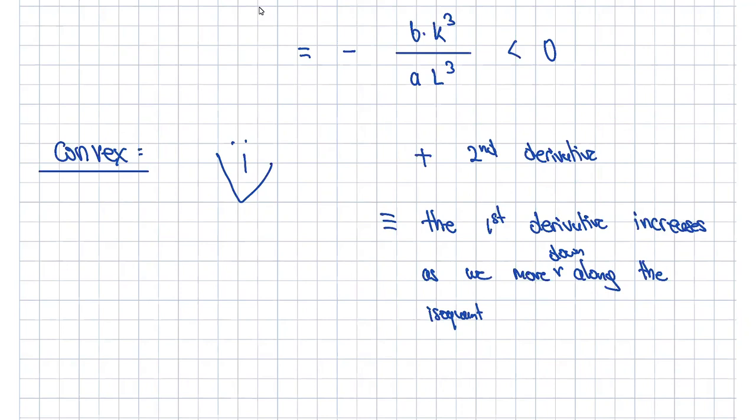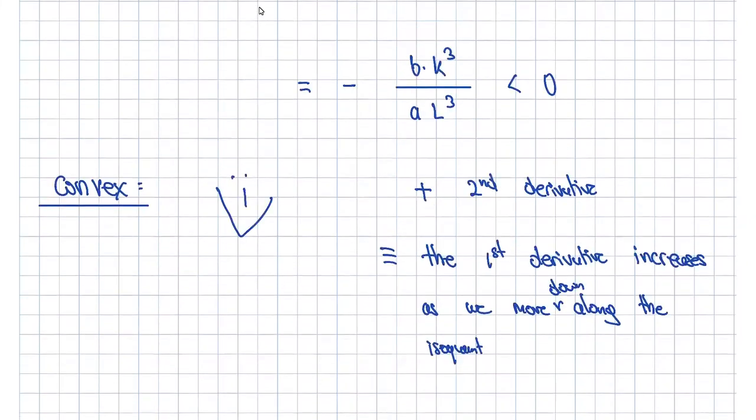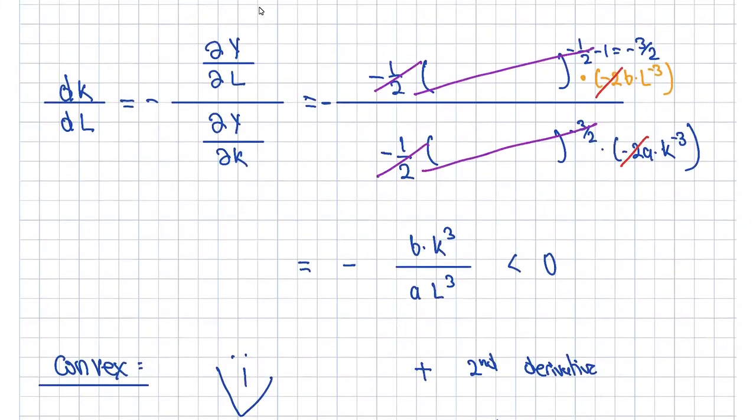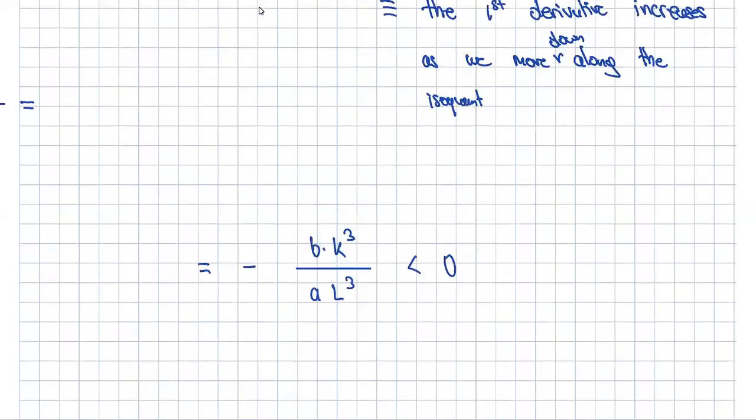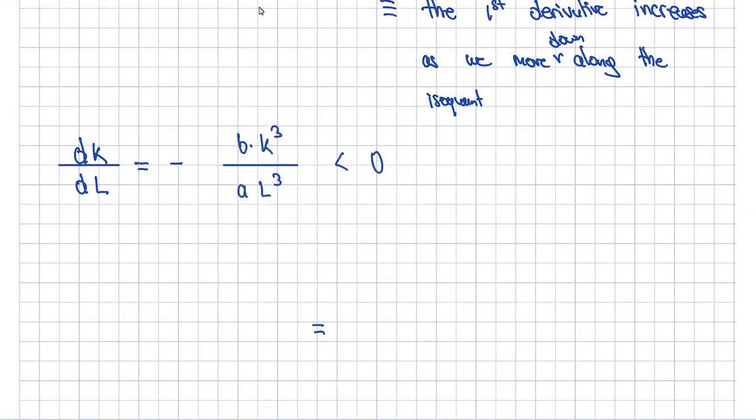Okay, good. So how could I, and this is a bit more tricky, I have been given the first derivative, and I would like to show now whether this first derivative is concave or it is, well, whether the isoquant is concave or convex, right? So this is what I know at the moment. How can I make progress from here?